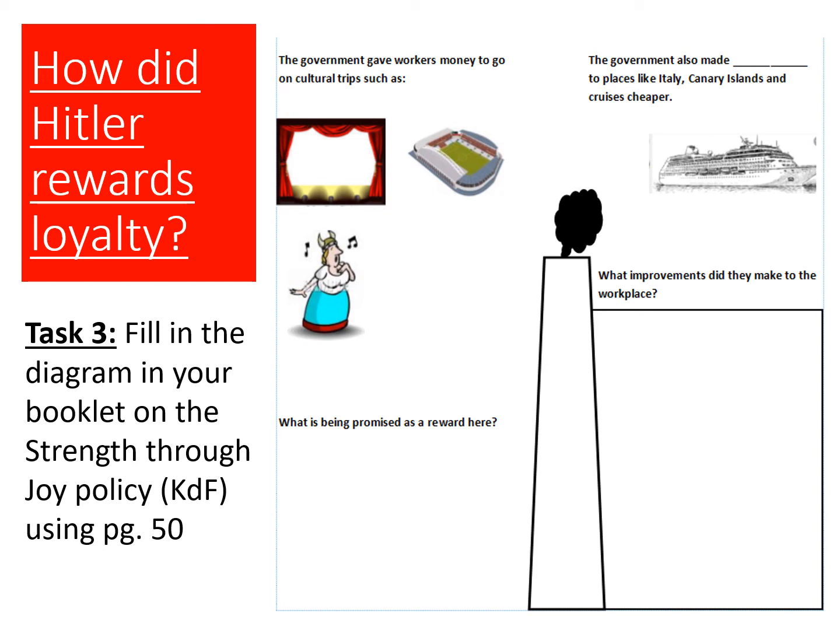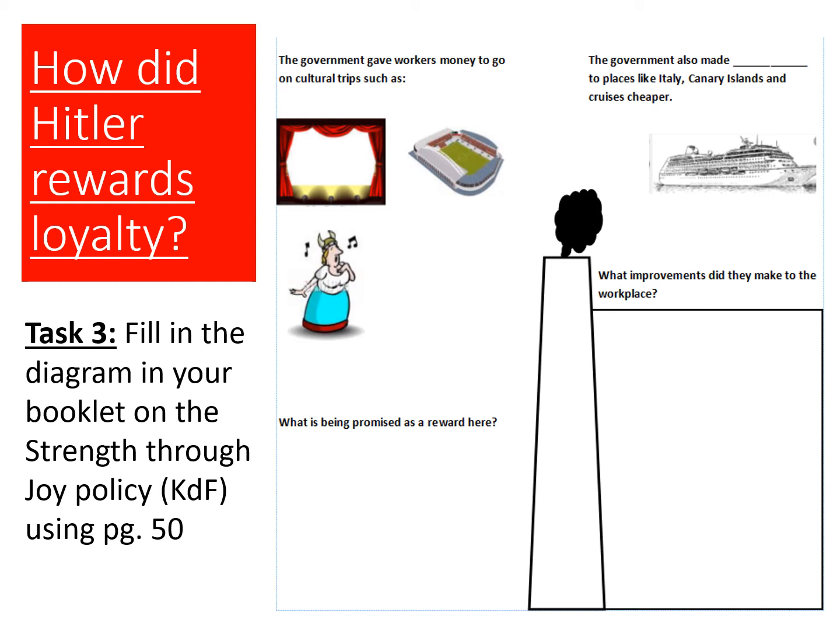We've got something called the Strength Through Joy group or policy. They're known as the KDF. This seems to be something that students remember much easier, Strength Through Joy. I think it's because it's such a weird name, but the words are fairly normal. Okay, so this is page 50 that we're looking at, and a little bit of page 49 in the book, and obviously in your knowledge organisers as well.